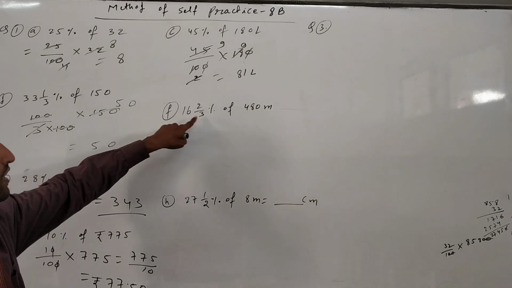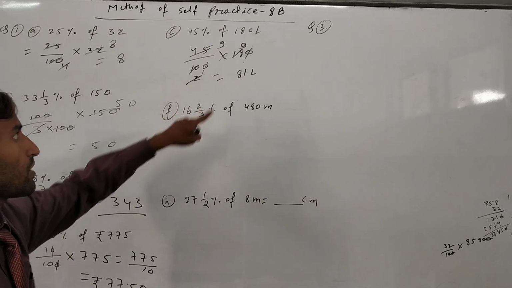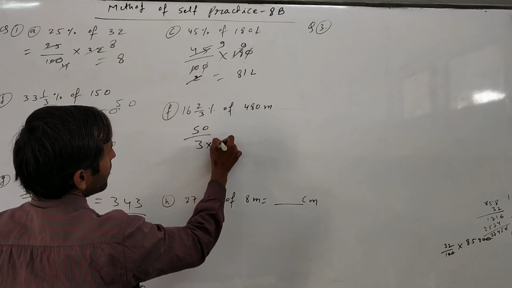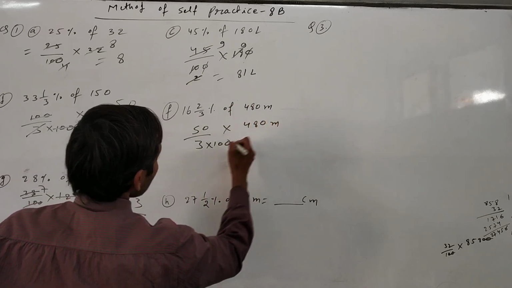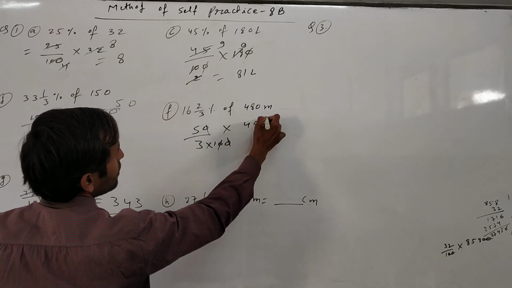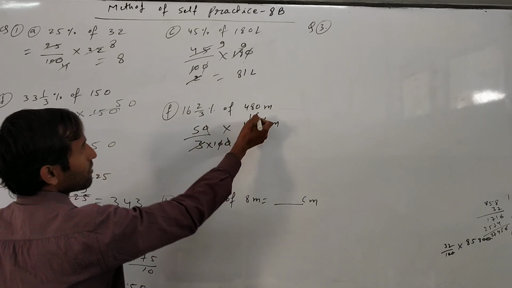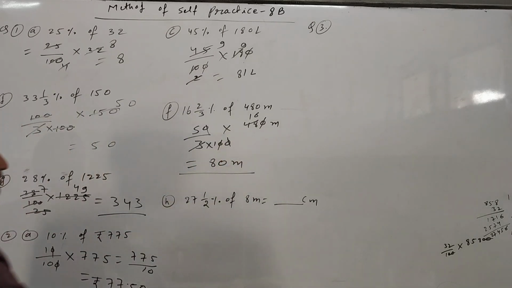Okay, this is the final answer. After that, 16 2/3%. Just remove this mixed fraction: 16 threes are 48, 48 plus 2 is 50 upon 3%. In place of percent just write 100, and of means multiply 480 meter. Here 0 will cancel out, this 0 also will cancel out. Now by the 3 table we can cancel 48 to 16, and then multiply 16 into 5, it will become 80 meter. So this is the answer.